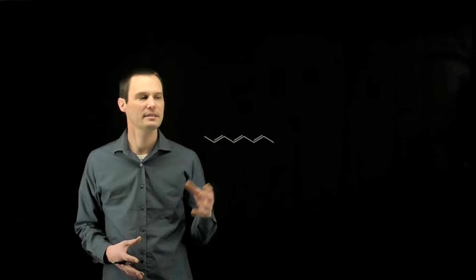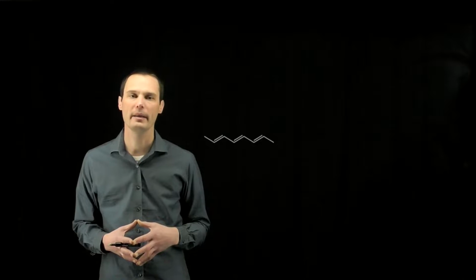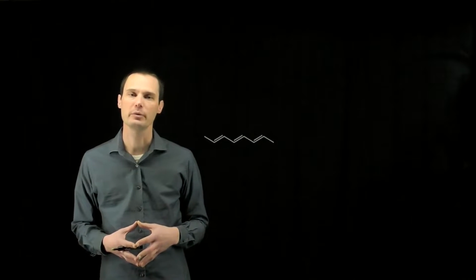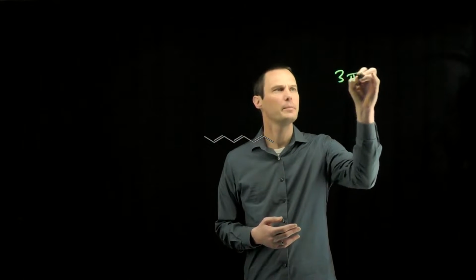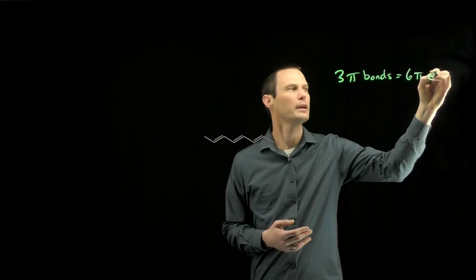This assessment asks us to classify this molecule as having either 4n or 4n plus 2 pi electrons. There are 3 pi bonds in this molecule that are all in conjugation with each other. Each pi bond contains 2 electrons, so there are 6 pi electrons in this molecule. With 3 pi bonds, we have 6 pi electrons.